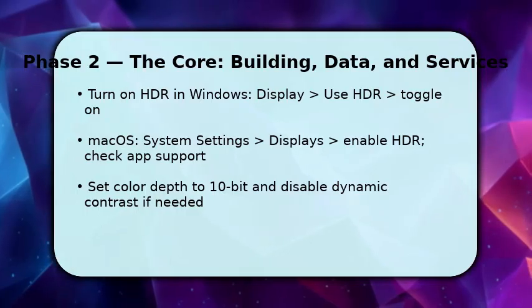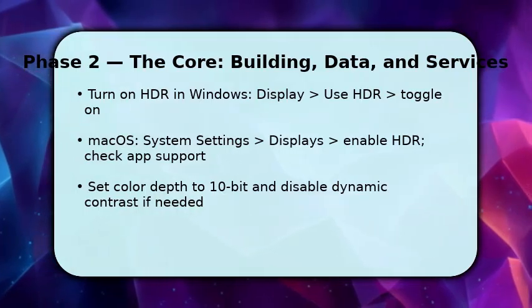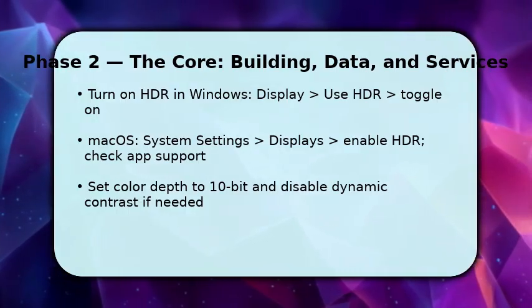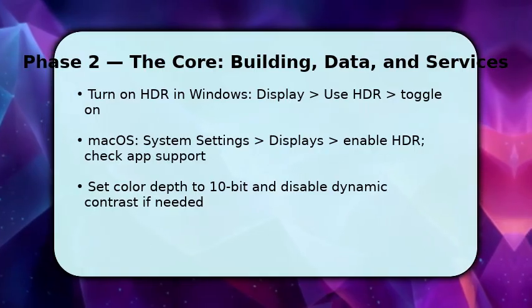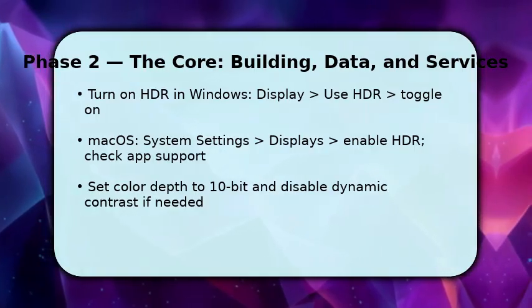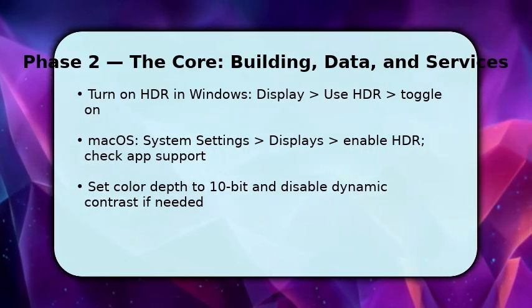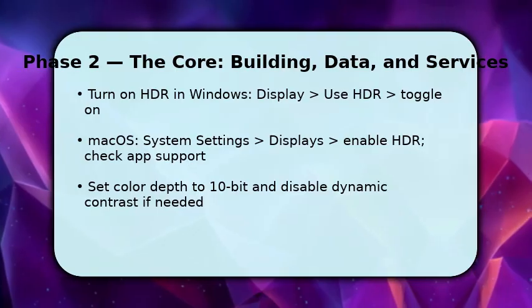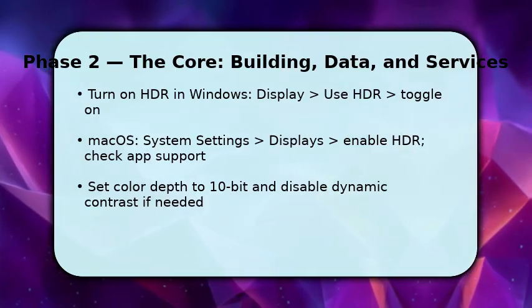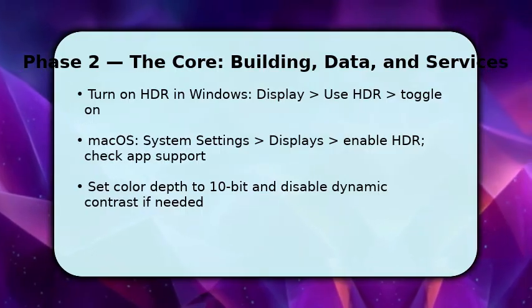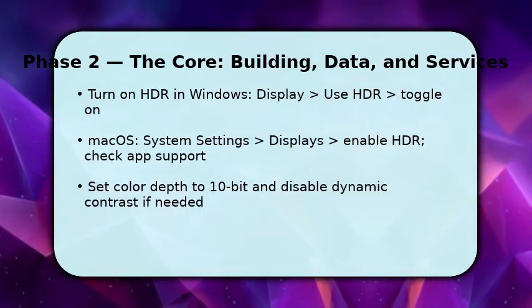Now enable HDR in your operating system so the monitor receives the mode. On Windows, toggle Use HDR in Windows HD Color Settings and pick the HDR color profile. Make sure HDR streaming is allowed. On macOS, enable HDR in Display Preferences and choose the correct color profile for the monitor. Also set color depth to 10-bit if available, and turn off monitor dynamic contrast to preserve color accuracy.